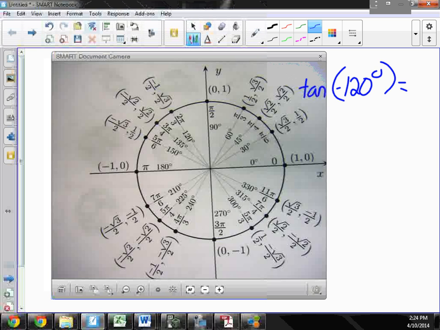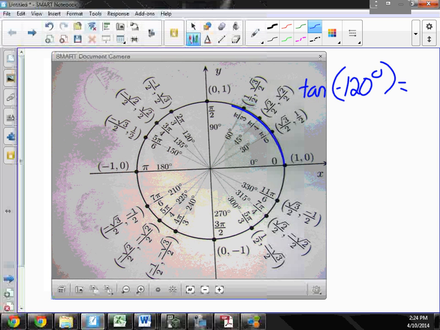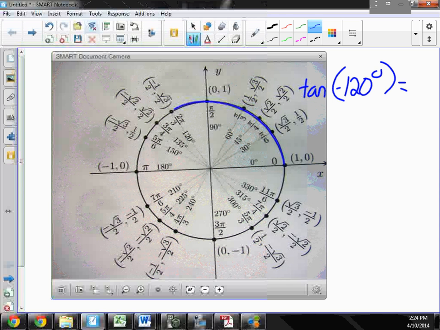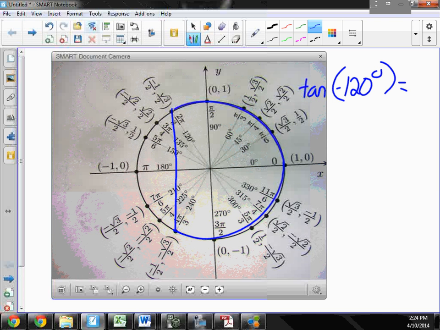Okay. What about the tangent of negative 120? Well, here's one way you can do it. 120 goes to there. So negative 120 would be what positive angle? 240. And if you notice, those are vertical from each other. Every negative angle is vertical from its positive counterpart. So negative 150, you could go to 150 and go straight down. Negative 30, you could go to 30 and go straight down.